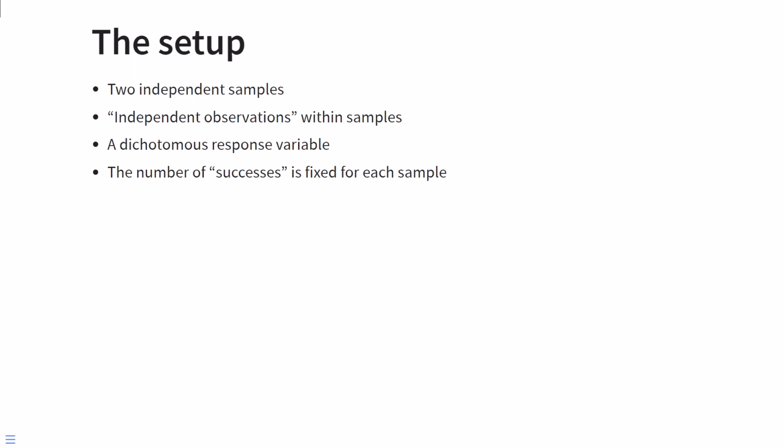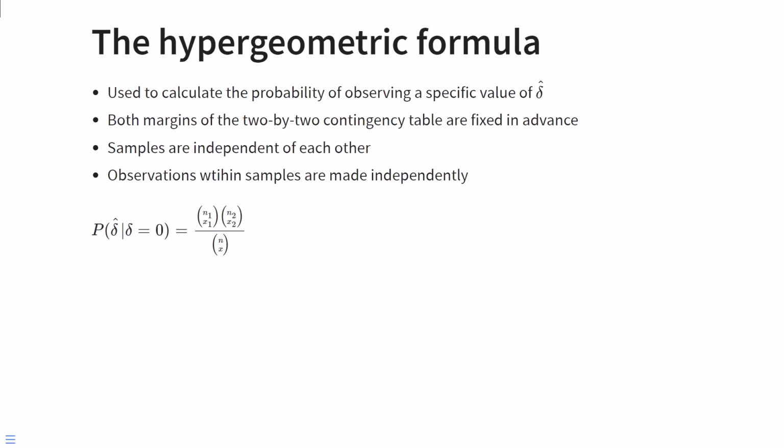This means we cannot use the product binomial in order to calculate probabilities of outcomes. We have to use the hypergeometric formula. This is used to calculate the probability of observing a specific value of delta hat. Note we're still using delta hat, the difference in proportions, even though the setup's a bit different because we have a fixed number of successes.